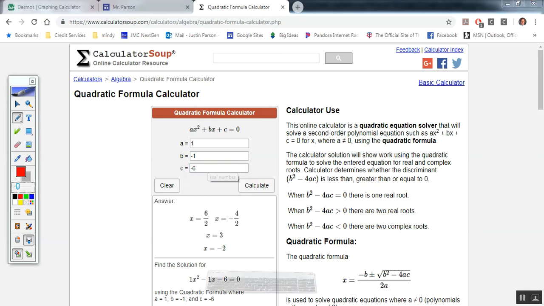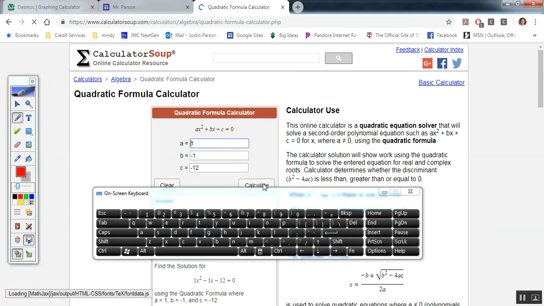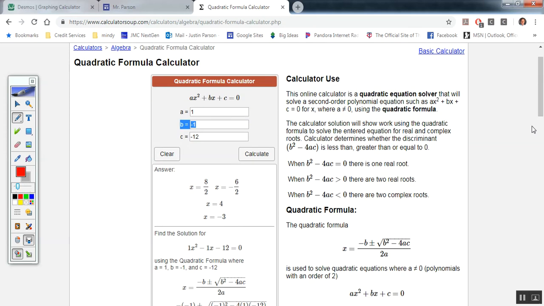All right, so let me get my... -12, you said? What is that noise? Anybody know what that is? All right. All right, what do we get for solutions, kids? 4 and -3. 4 and -3.